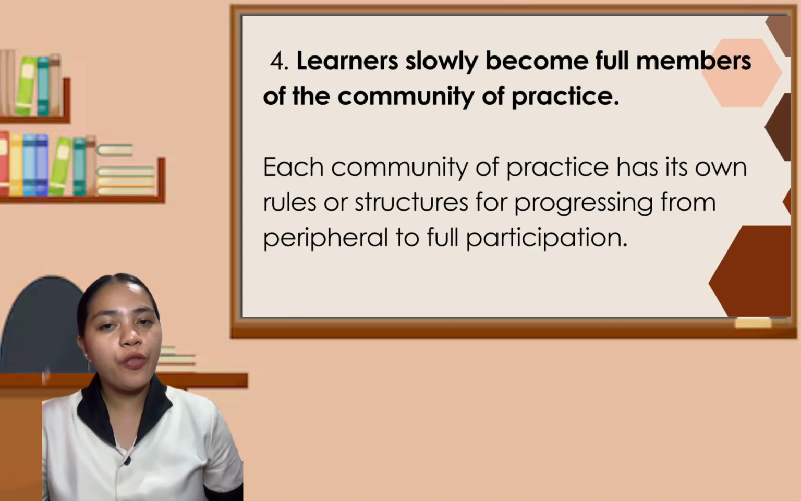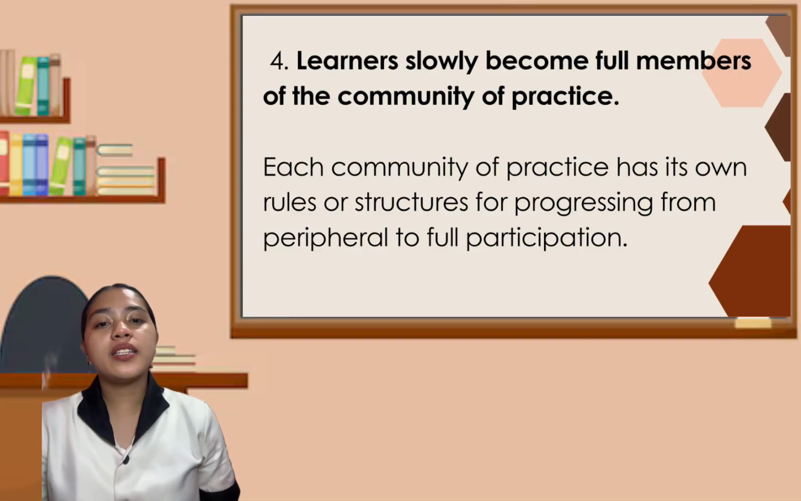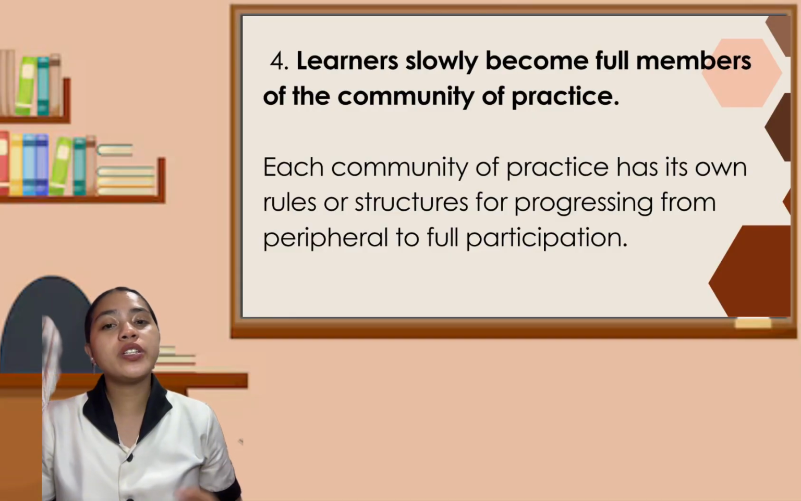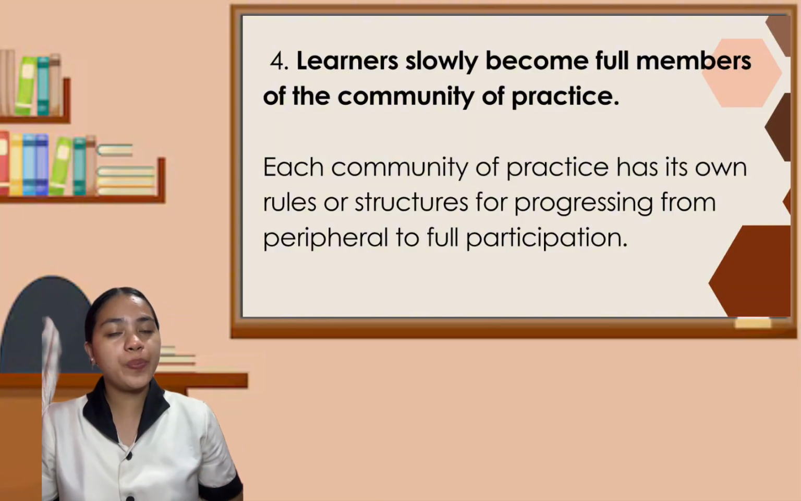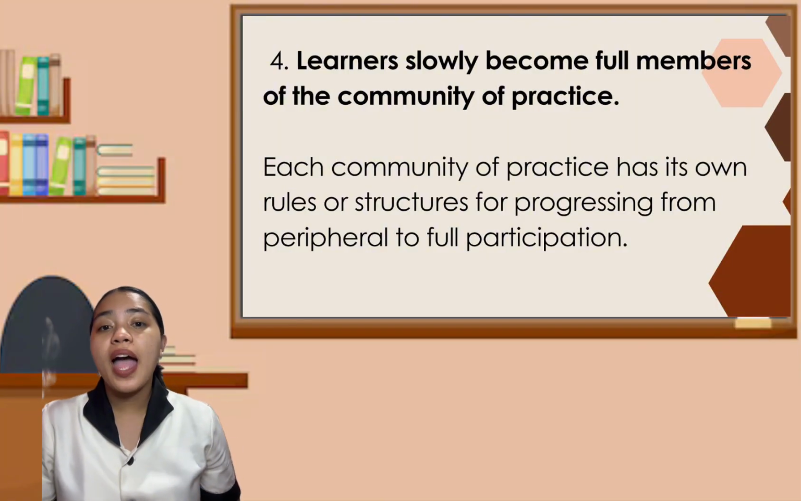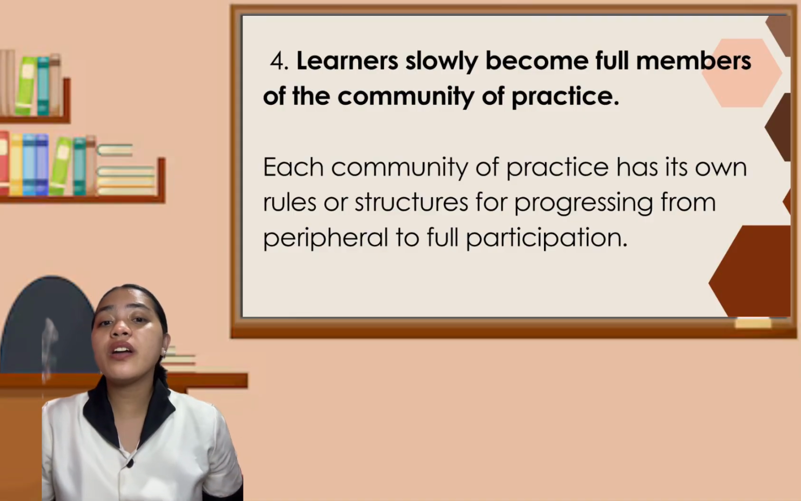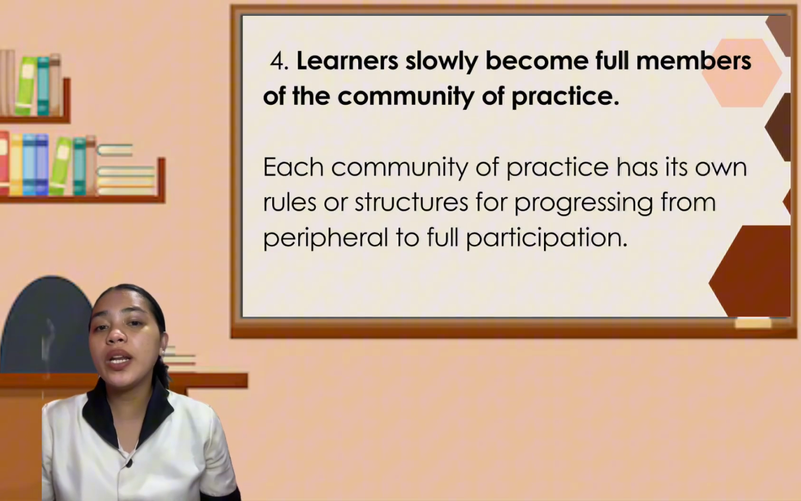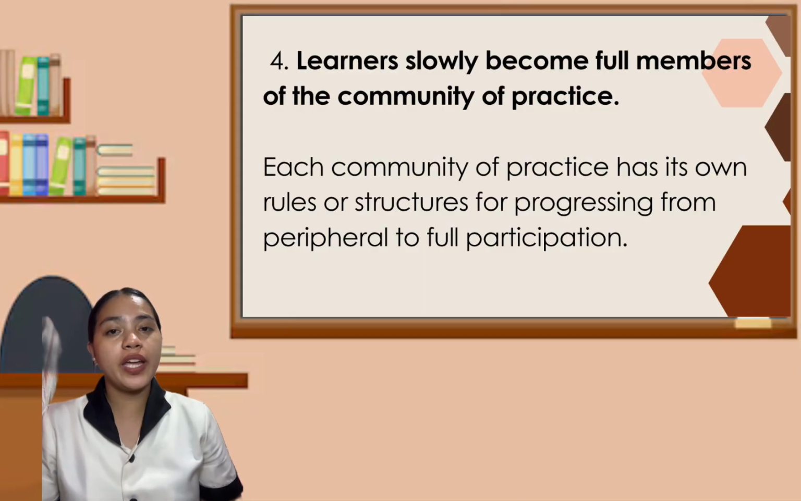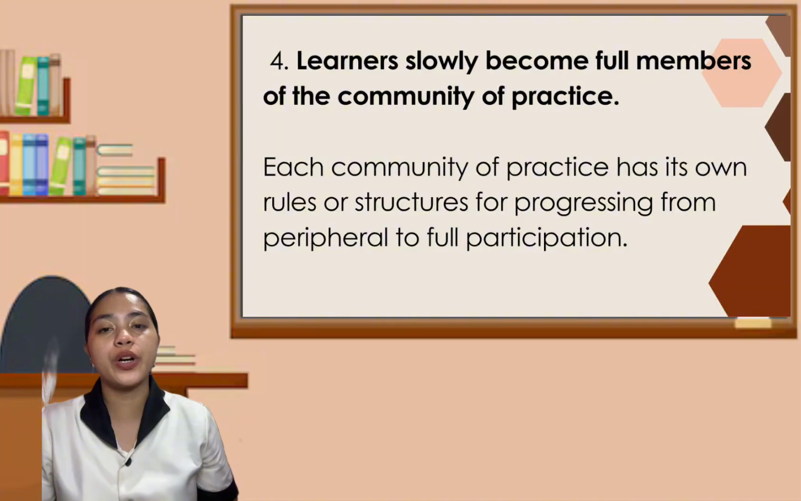Now let's proceed to the fourth one. Learners slowly become full members of the community of practice. Each community of practice has its own rules or structures for progressing from peripheral to full participation. They may begin with simple tasks and observe others first, and this is called legitimate peripheral participation because they are allowed to join the group starting at the edge or beginner level, gradually learning by doing and observing. So as they gain skills, they become more active and confident members of the class.